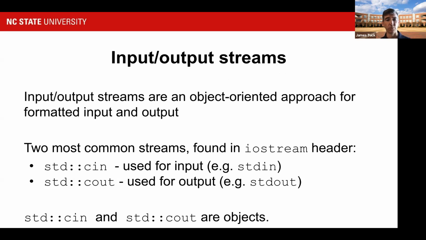CIN is used for input, and it's basically the same thing as standard in. And it's equivalent to something like scanf. And COUT is used for output. It's going to allow us to write to standard out or the terminal. And this has similar functionality to printf. And as I said before, these are objects. And as objects, they have public member functions that we can use to achieve some input or output task.